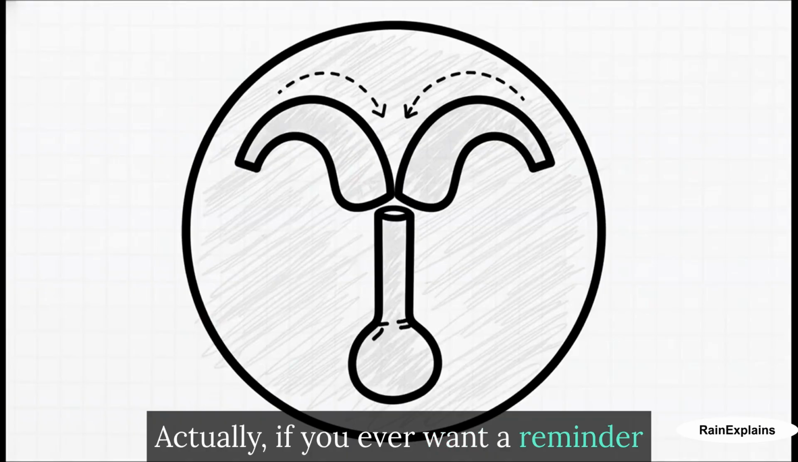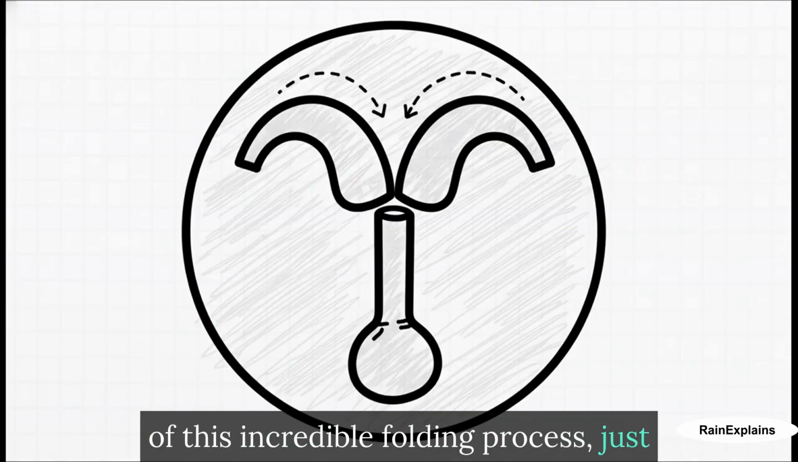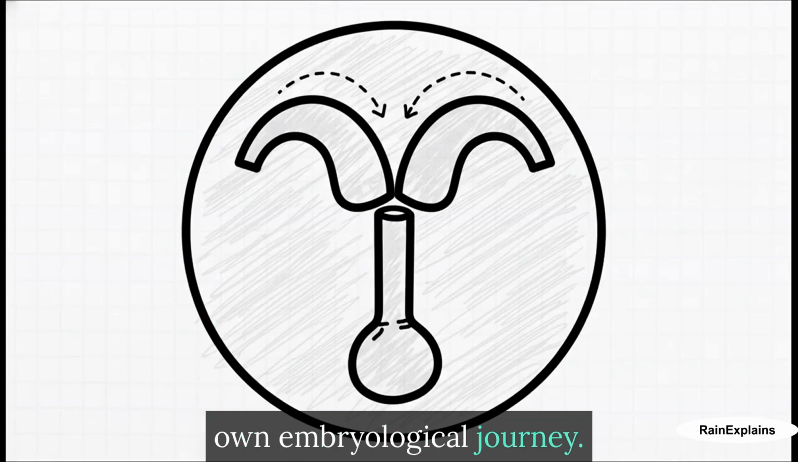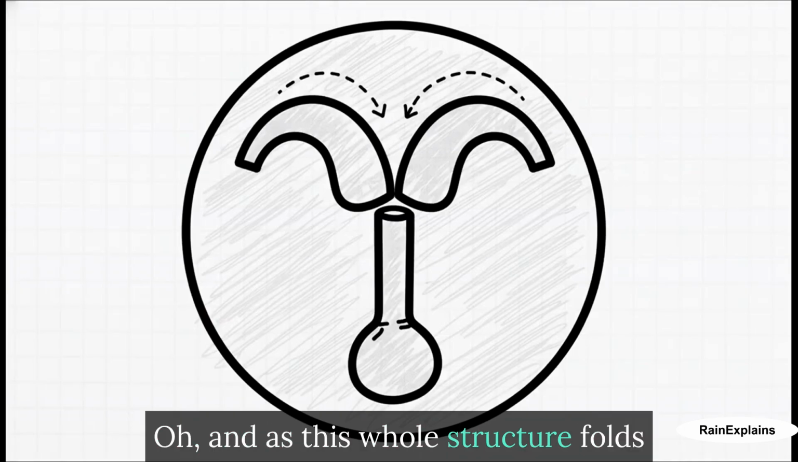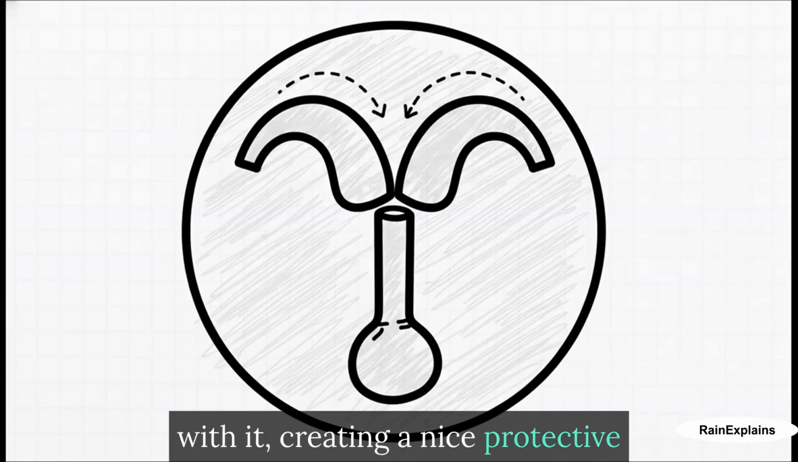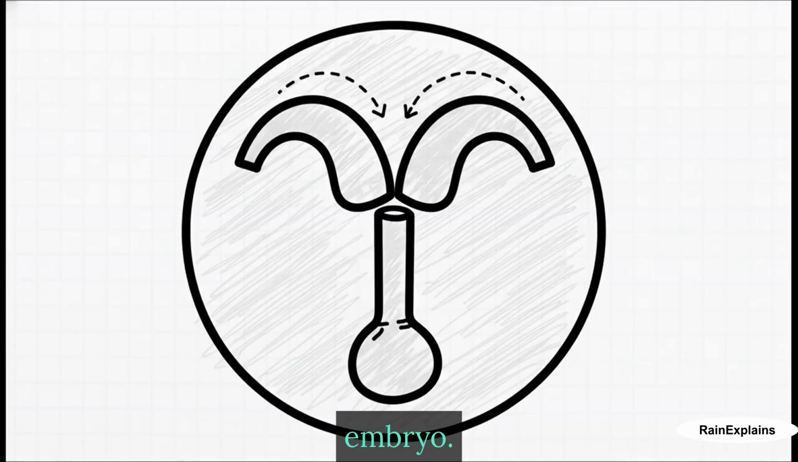Actually, if you ever want a reminder of this incredible folding process, just look at your belly button. It's literally a permanent scar of your own embryological journey. Oh, and as this whole structure folds closed, the amnion is pulled in with it, creating a nice, protective, fluid-filled sac around the developing embryo.